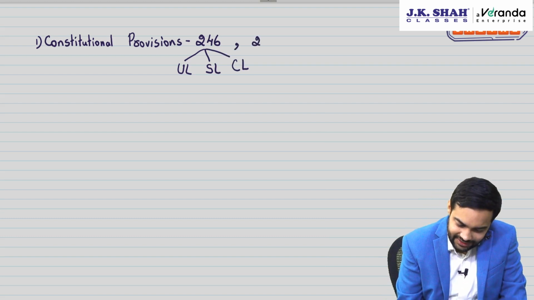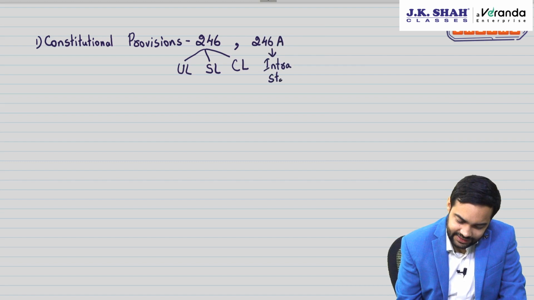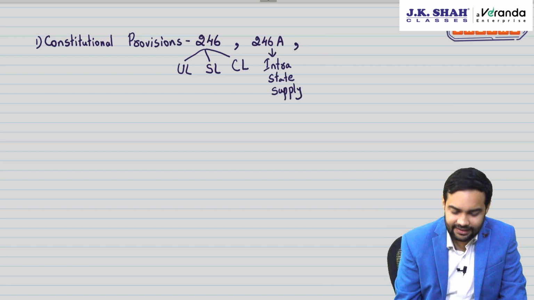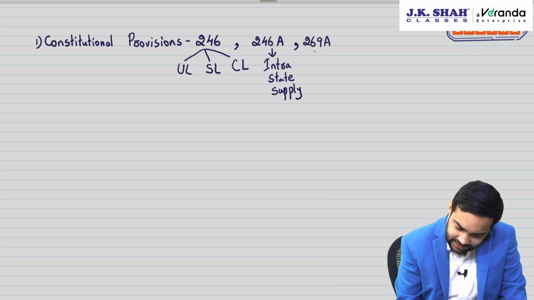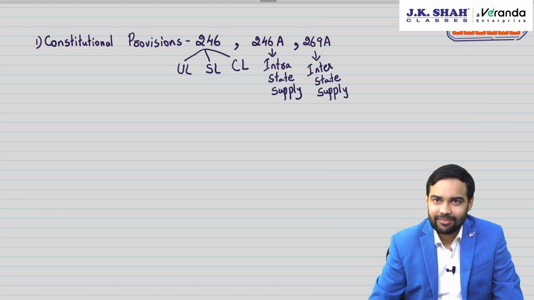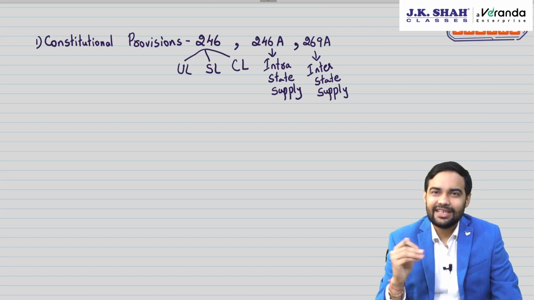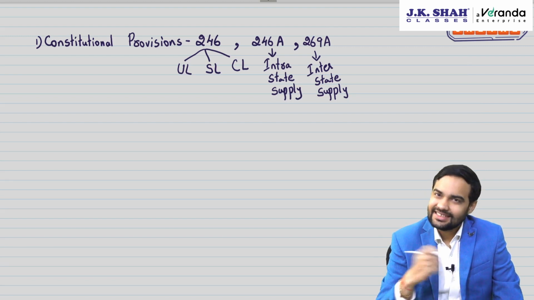It comes from Article 246A and 269A. 246A basically deals with intrastate supply, where the power to levy GST is with both central government and state government. Then comes 269A, which gives the power to determine taxation on interstate supply, which is managed by central government. Obviously, will central government eat away the entire tax? The answer is no. It will be apportioned to the states.